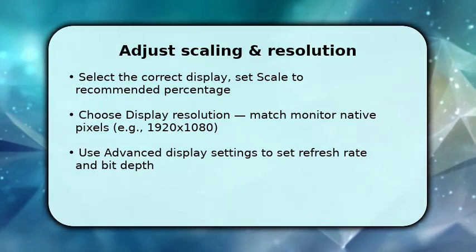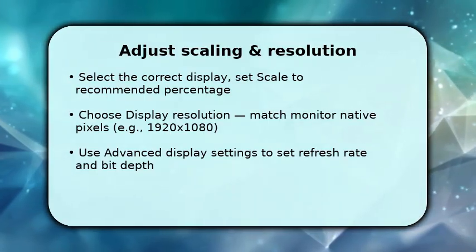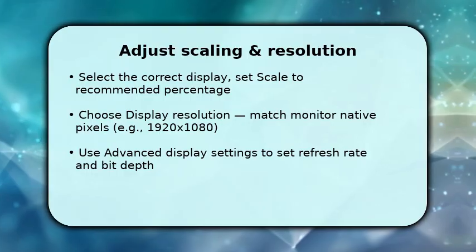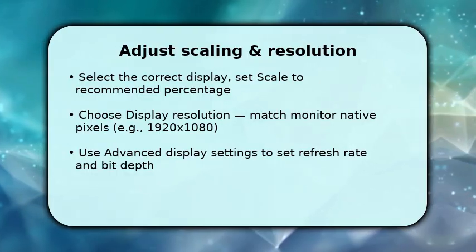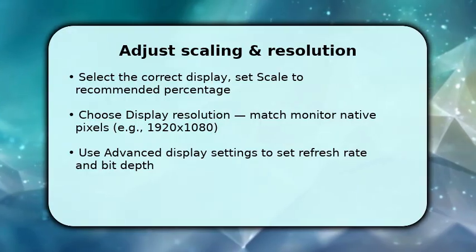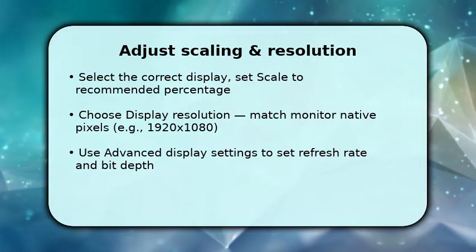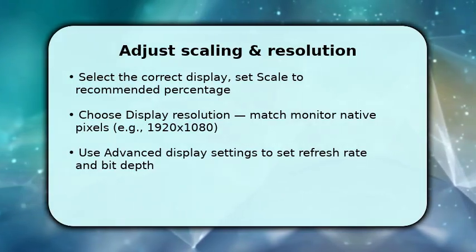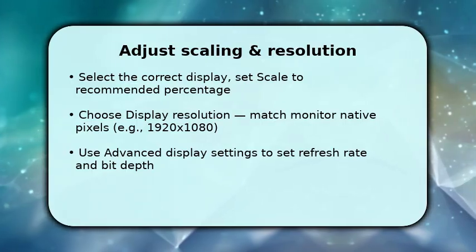Select the right display tile and set scale to the recommended percentage to fix UI size. Lower or higher scaling causes blur. Next, pick display resolution and explicitly choose the monitor's native pixels, such as 1920x1080 or 2560x1440, so images stay sharp.